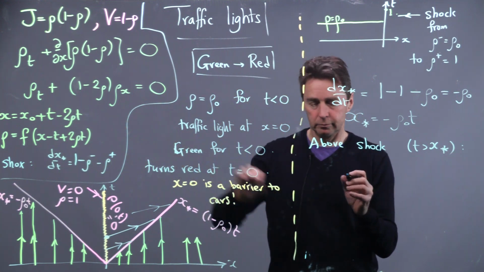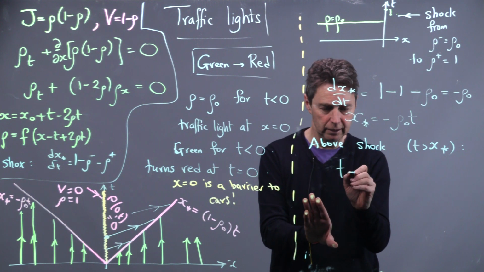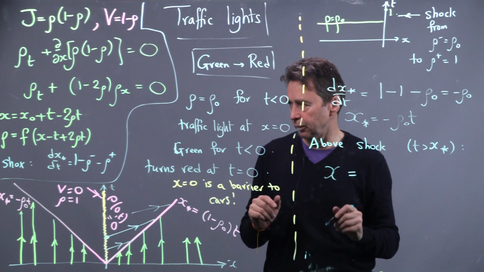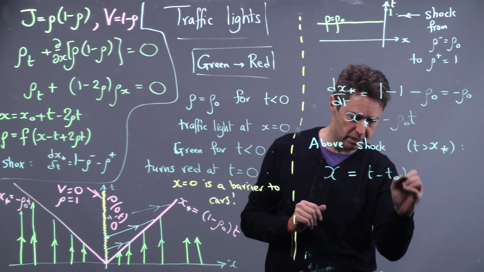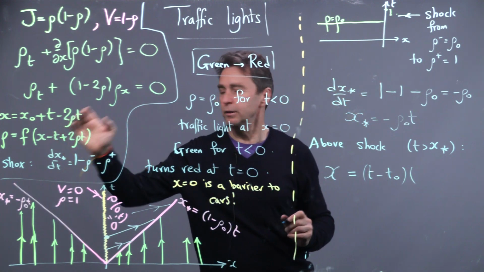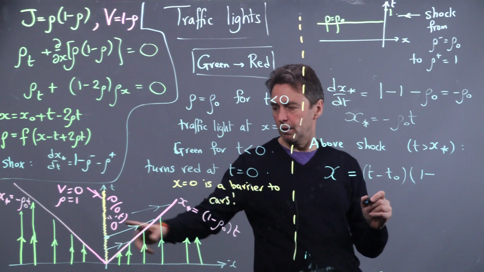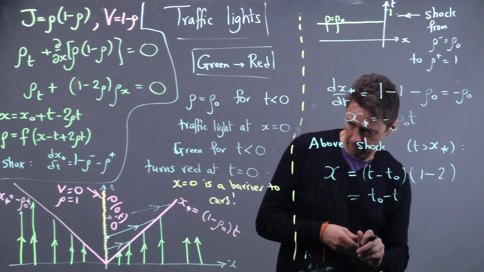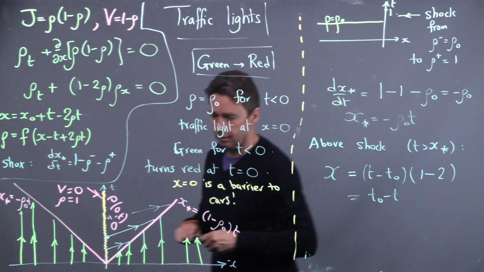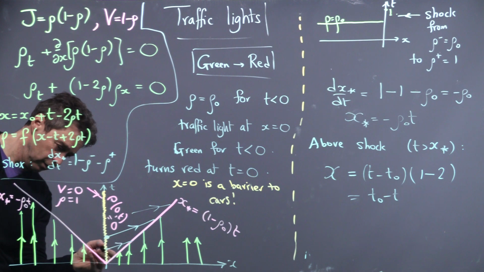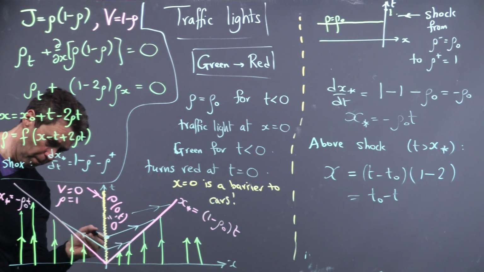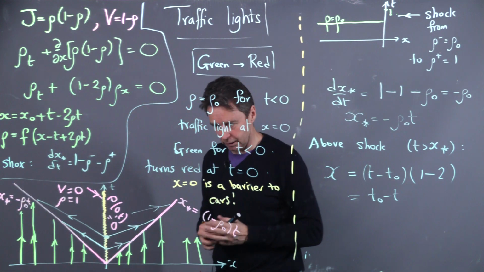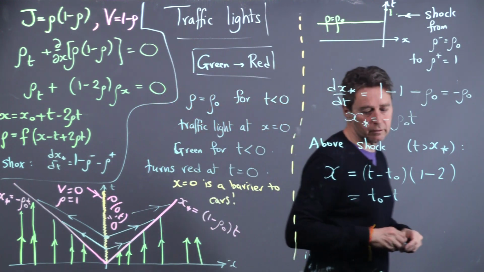I need to revise my characteristics. It's x is equal to t minus t0 times 1 minus 2 rho, but rho here is equal to 1, so that's t0 minus t. So I start at a point there, this comes up and hits the shock, like so. So I get consumption of characteristics on both sides, 2 shocks. That's what the characteristics diagram looks like.